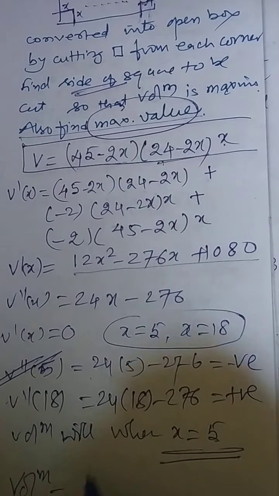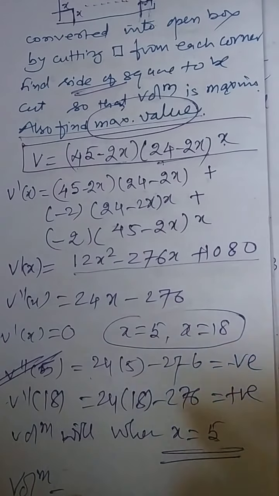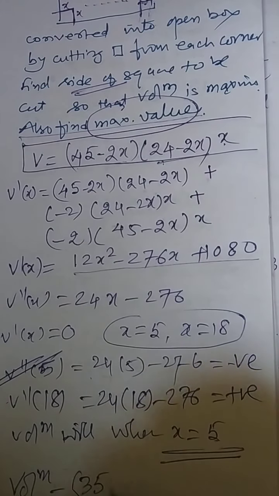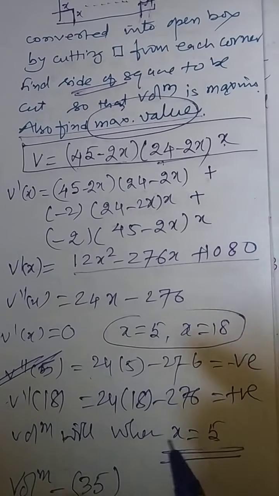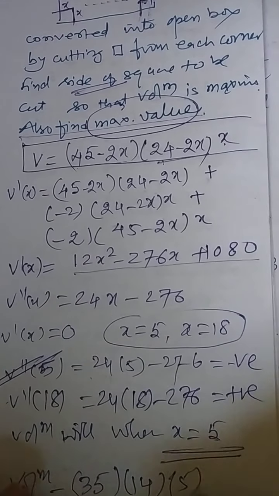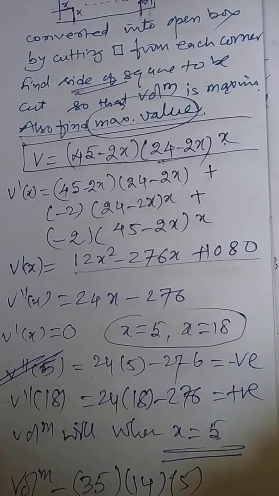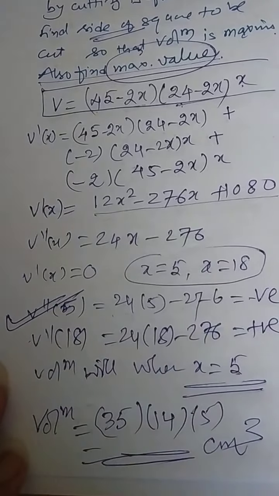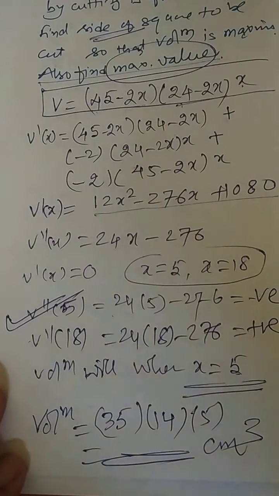Suppose I am replacing here, it is 45 minus 10, so it will be 35. Over here 24 minus 10 is nothing but 14, and this is 5. Multiply, and you will get that many centimeter cube. That many centimeter cube is nothing but the volume.